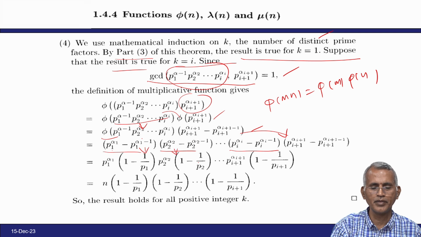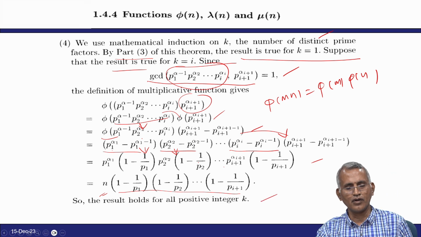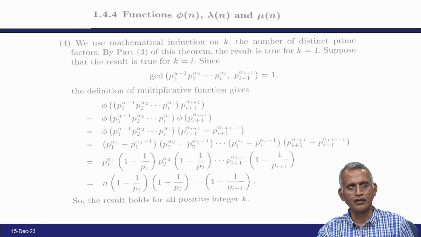Similarly, for the second term, take p2 power alpha 2 common, and for the last term, take p suffix i plus 1 power alpha i plus 1 common, so that will come. All these things multiply separately: p1 power alpha 1 into p2 power alpha 2 and so on, up to p suffix i plus 1 into alpha suffix i plus 1, which is called n, and then the rest is written like this. So this theorem holds good up to alpha i plus 1.